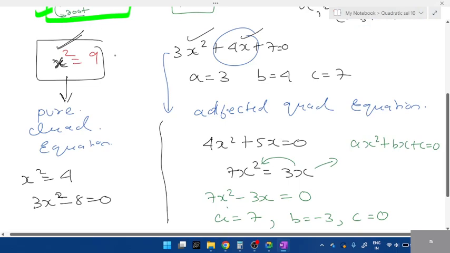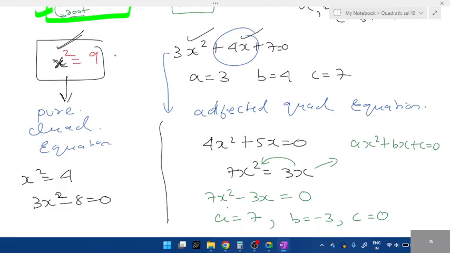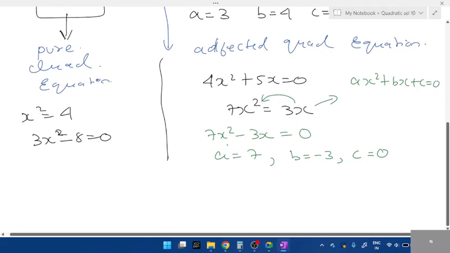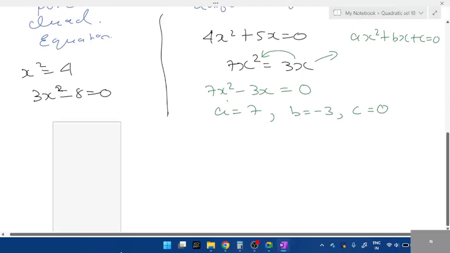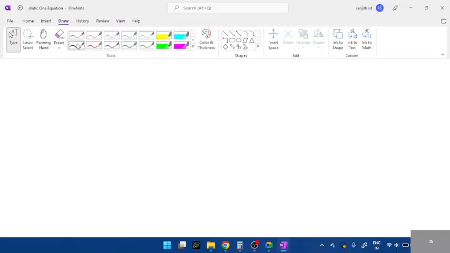Okay, all of you done? Completed? Next. Okay, they'll give an equation and they'll ask you to check whether it is quadratic or not. Minus 2.